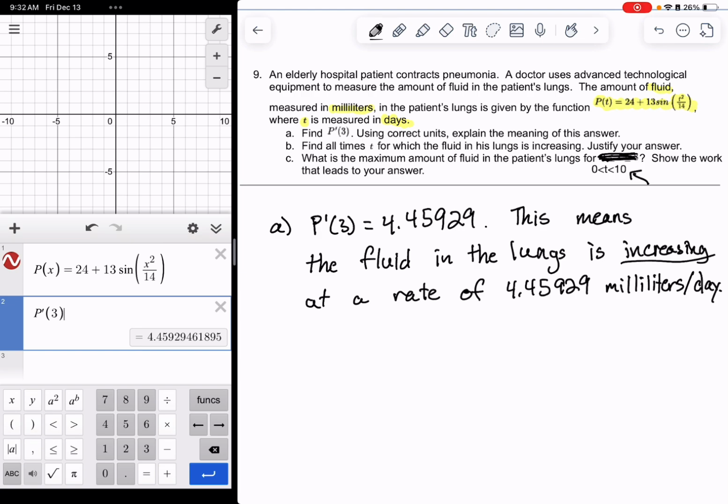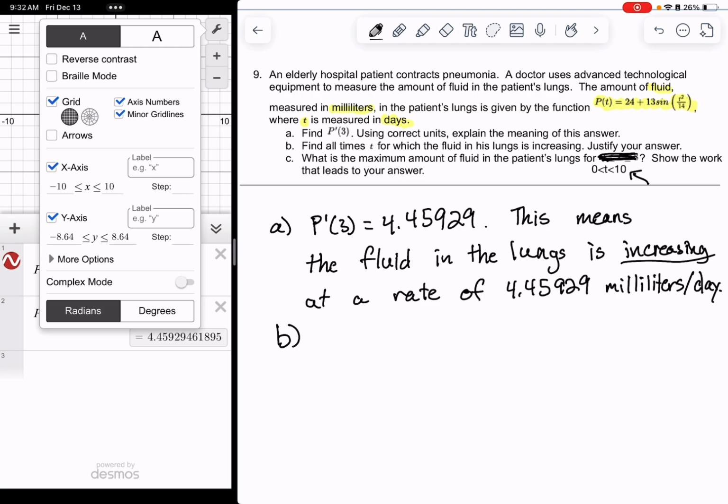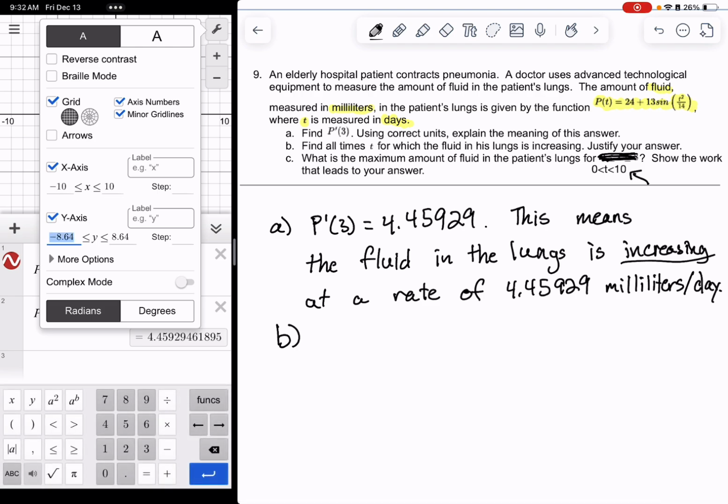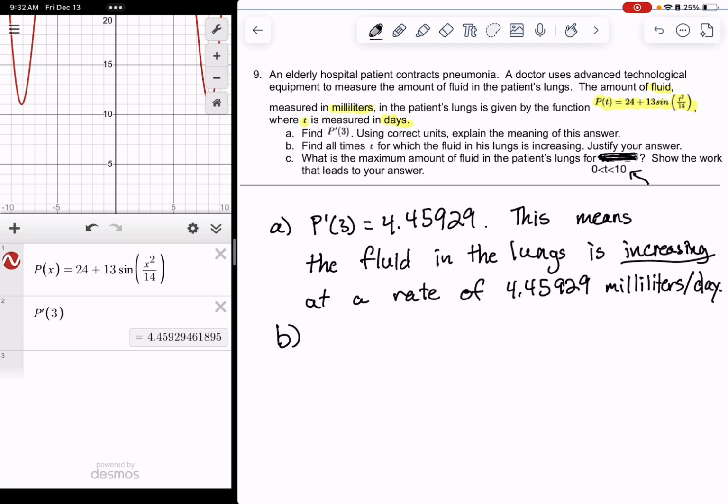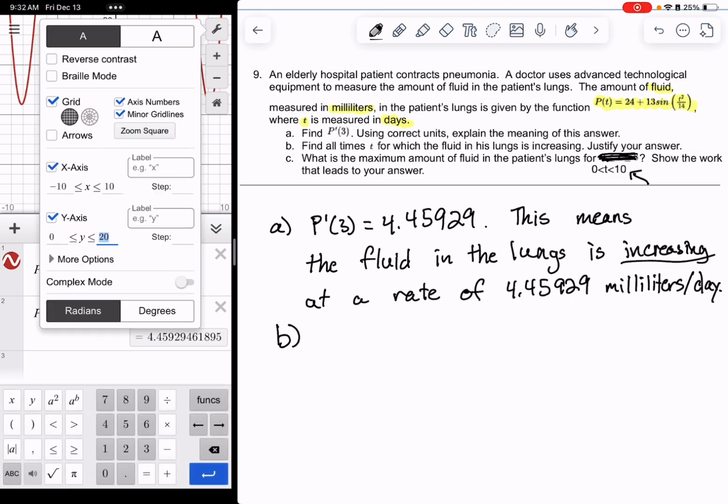Awesome. Part B. Find all times t for which the fluid in the lungs is increasing. Okay, so we've got to do increasing. Now I noticed that I couldn't even see any of the graph. Let's zoom out a little bit, see if we can find it. So particularly in the y direction, maybe from 0 to 20. Okay, that gets us closer, but we need to get a little bit higher. So let's say 0 to 40.